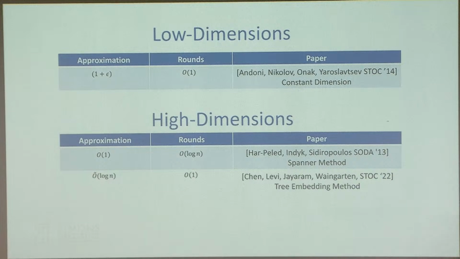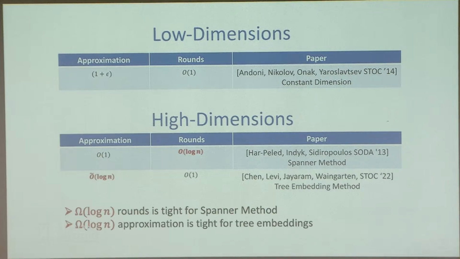If we look at the previous results, for the low dimension space, it's pretty good. For the high dimension space, we either need log n number of rounds, or the approximation ratio is log n. For the spanner approach, if we do not use any other information, then this log n number of rounds is tight. And for the pure tree embedding approach, this log n approximation is also tight based on the lower bound.